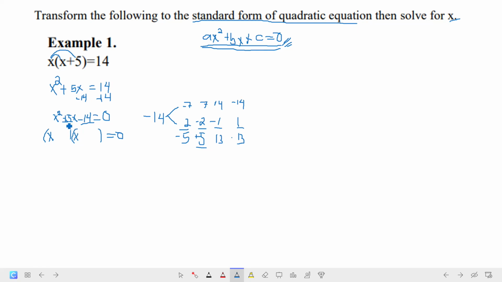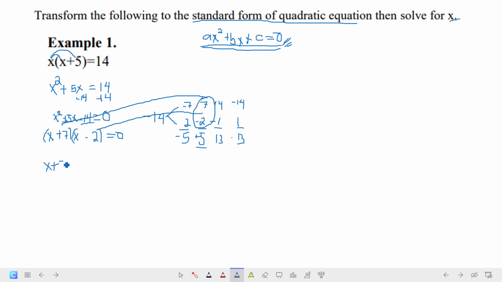And since the middle term is positive, therefore this is positive 5. And this would be our perfect pair. Then here, negative 2. Now, we're ready to equate the two factors to 0.